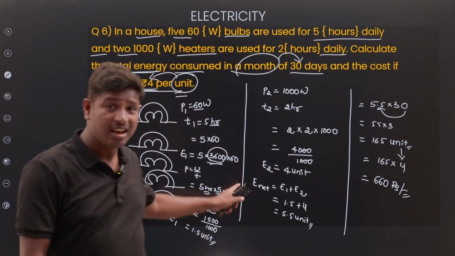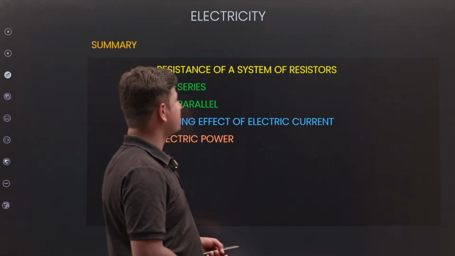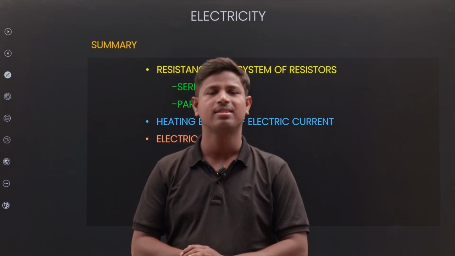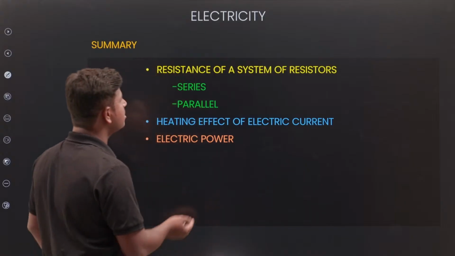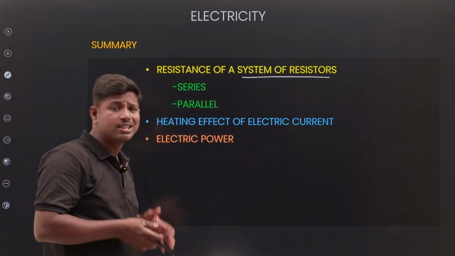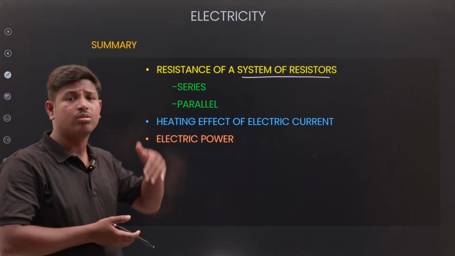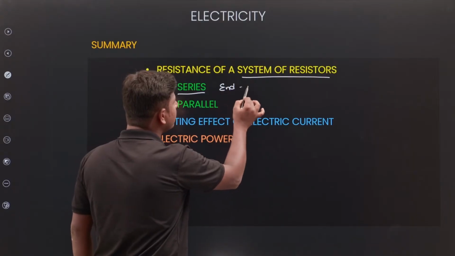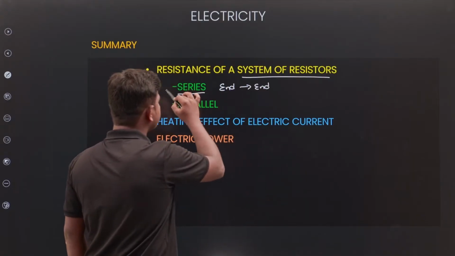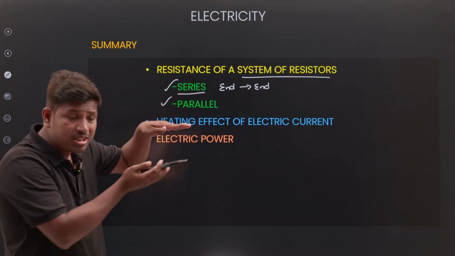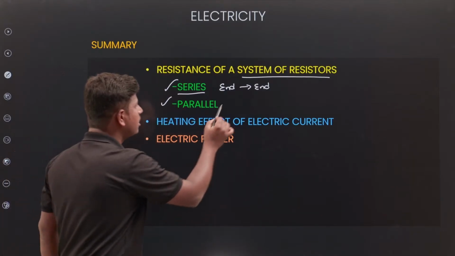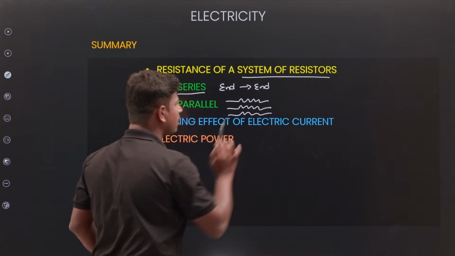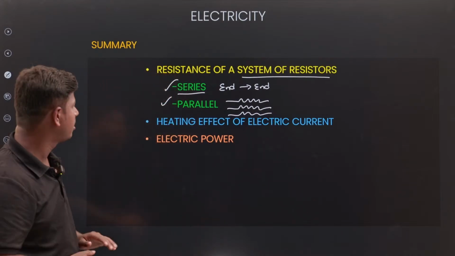Okay, clear? Next, summary. Let's recap very quickly what we discussed in today's section. The resistance of a system of resistors. A system of resistors is nothing but a combination of resistors. When it is end to end connection, it is series. When it is step by step, one resistor by another resistor by another, it is parallel.